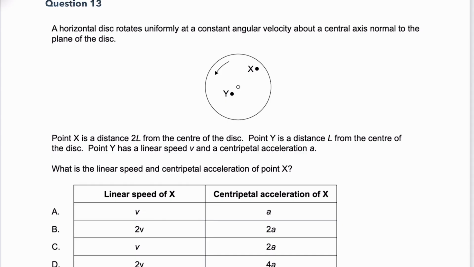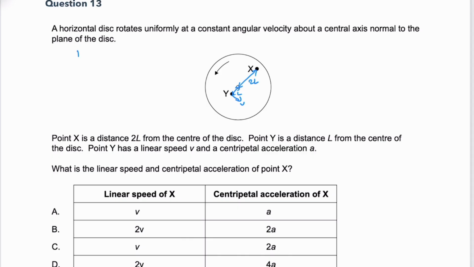Question 13. A horizontal disc rotates uniformly at a constant angular velocity about a central axis normal to the plane of the disc. Point X is a distance 2L from the centre of the disc. Point Y is a distance L from the centre of the disc. Point Y has a linear speed V and a centripetal acceleration A. What is the linear speed and centripetal acceleration of point X?